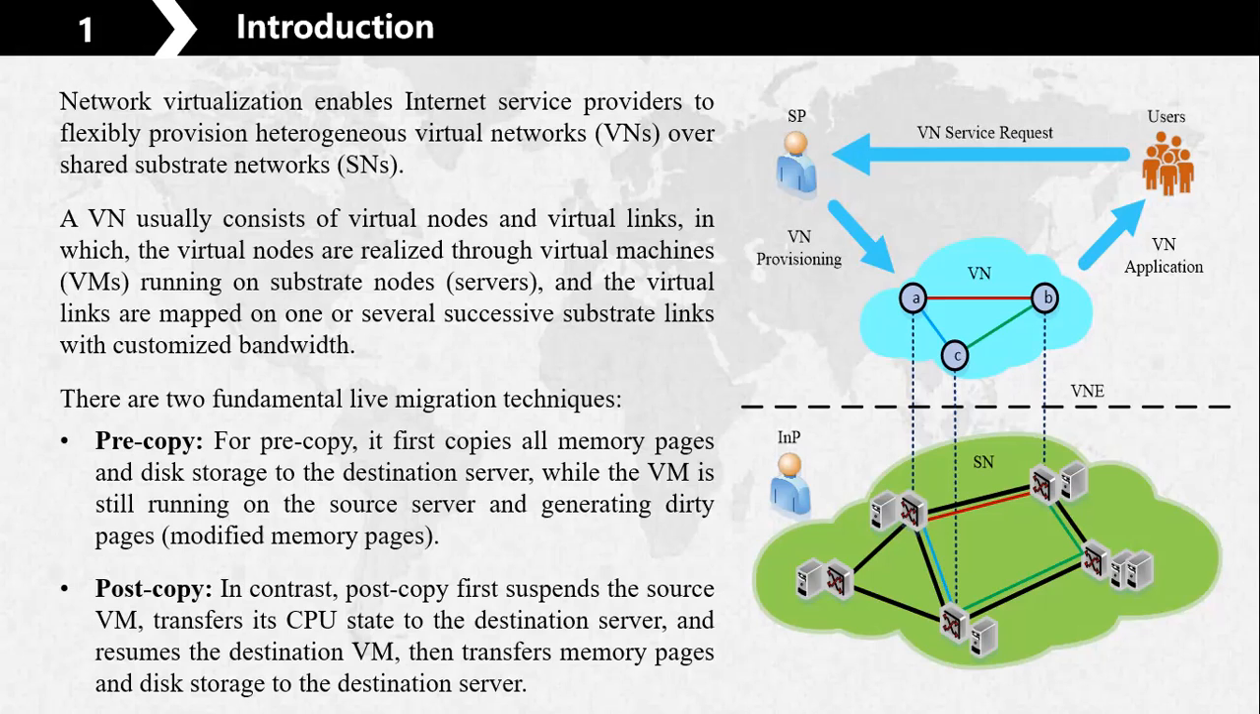VM live migration has two different fundamental techniques. One is pre-copy and another is post-copy. For pre-copy, it first copies all the memory pages and disk storage to the destination server while the VM is still running on the source server and it is generating modified pages. But for post copy, it first suspends the source VM and then transfers its CPU state to the destination server, and then it resumes the destination VM. After that, finally, it transfers all the memory pages and disk storage to the destination server.